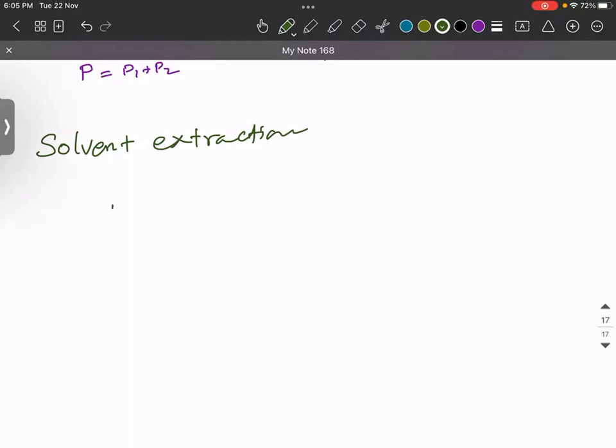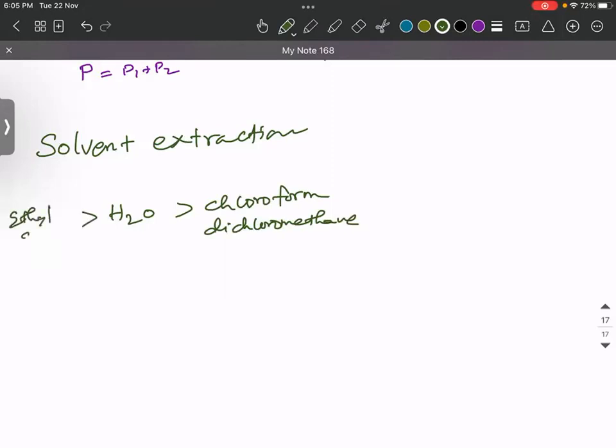For example, water has lower density than chloroform and dichloromethane. At the same time, it will be denser than ethyl acetate or diethyl ether. So, most of the organic compounds are soluble in ethyl acetate, diethyl ether, chloroform, and dichloromethane. Based on that, you can extract it.